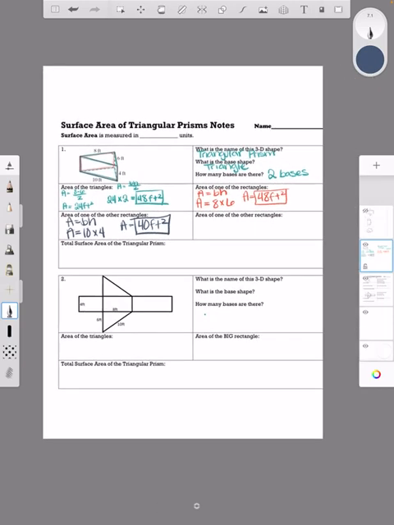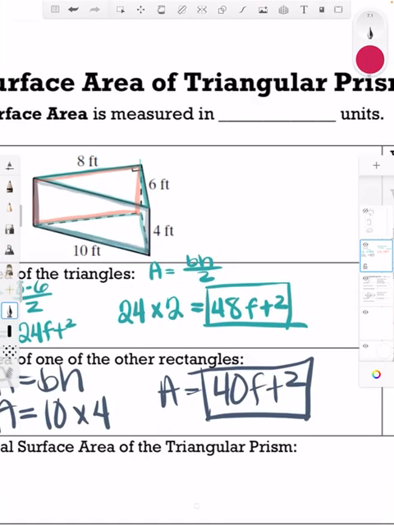All right, the next question says, find the area of one of the other rectangles. So we're going to find the area of that last rectangle. And notice, guys, a triangular prism has triangular bases. Since the bases are triangles, triangles have three sides, so that means a triangular prism is going to have three rectangular faces. So we're just finding the area of all three of those rectangular faces.